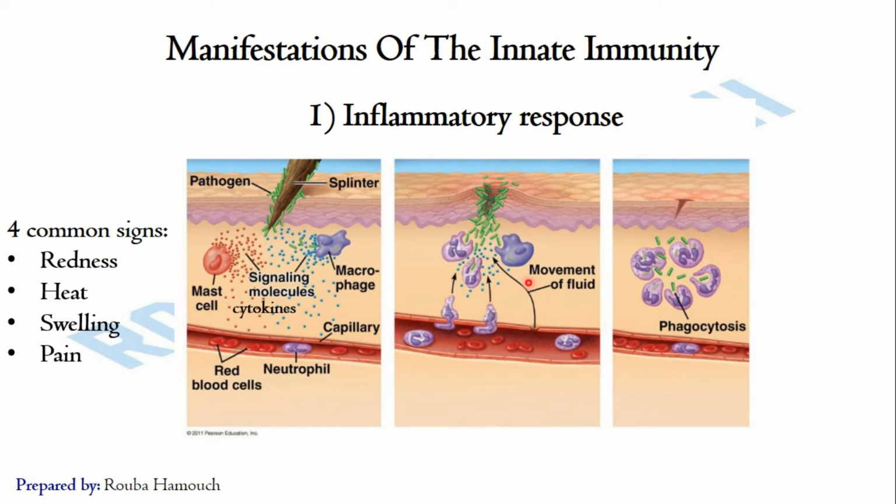Now, the phagocytes are at the site of the infection. They will phagocytose the bacteria. So phagocytosis is the second manifestation of the innate immunity.